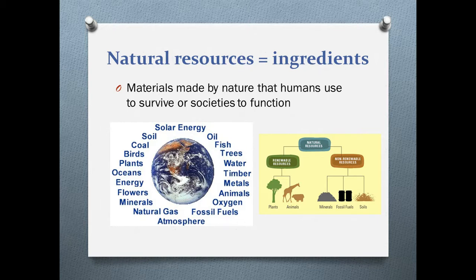All of these things are materials that humans use to survive or for societies to function. When we think about societies functioning, we think about transportation and electricity. So all these things around us are considered our natural resources and can be ingredients to make other materials.